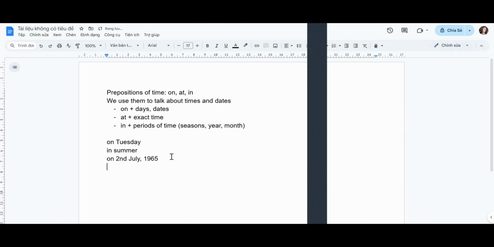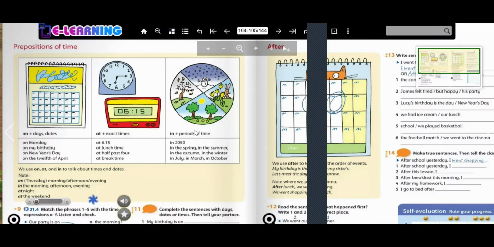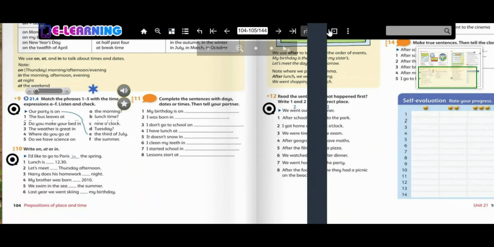Right. What about if I have 8 o'clock? What preposition of time do we use? Oh, we use at because 8 o'clock is the exact time. All right. And we also use, what about dinner time? Dinner time. We use at. Okay, because dinner time is the exact time. All right, do you understand? Nice. Now we will complete exercise 9, 10, and 11. You can pause the video.